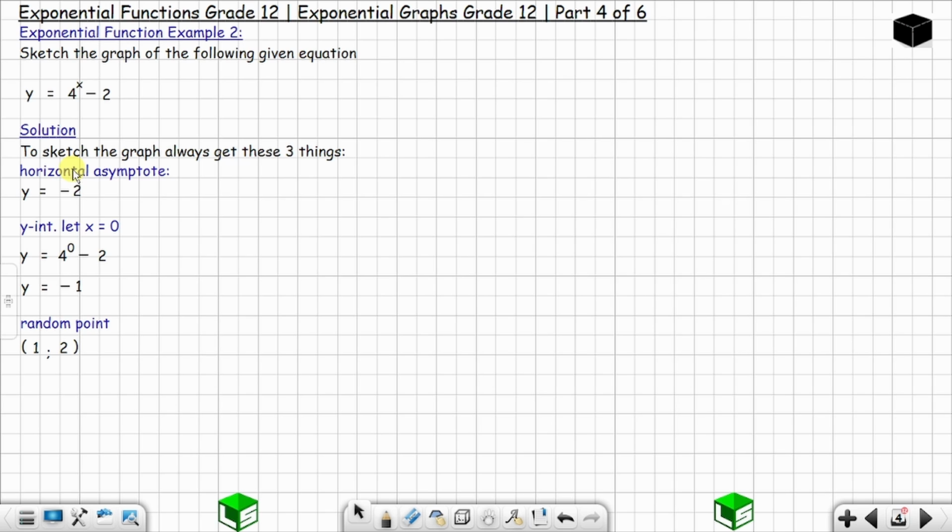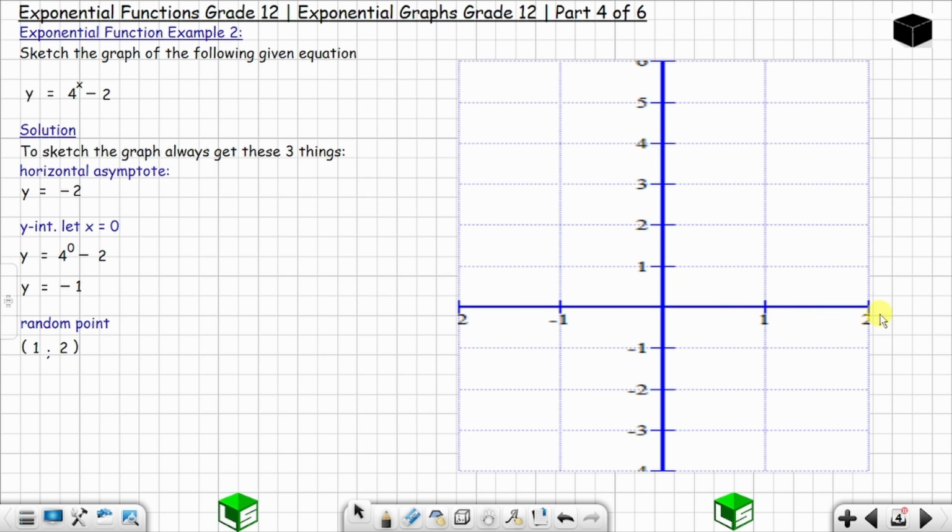Now I can use these three things to sketch my exponential graph. These are the three things that you always have to get whenever you are trying to sketch an exponential function. So this is the Cartesian plane. You have your x-axis and you have your y-axis. The horizontal asymptote is at y is equal to -2. There's -2, so you have your horizontal asymptote there. And the y-intercept at -1. There's -1, so you have your y-intercept there. And you have a random point, 1 and 2. There's 1 and 2.